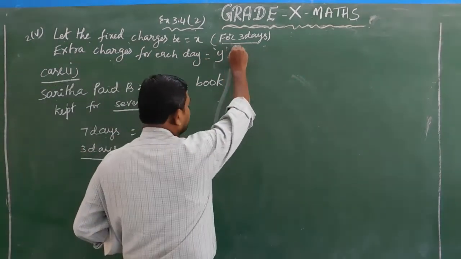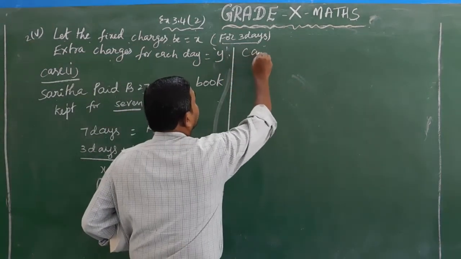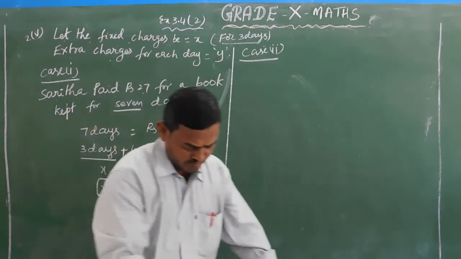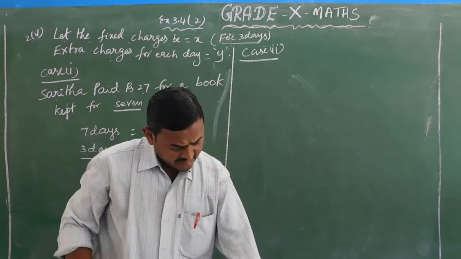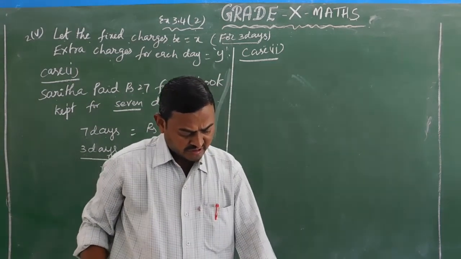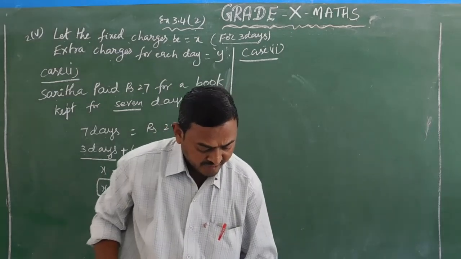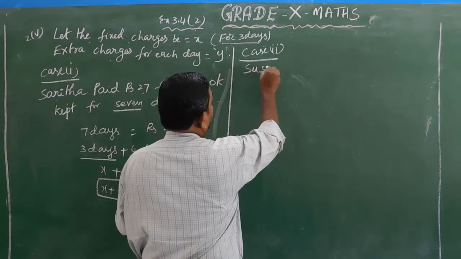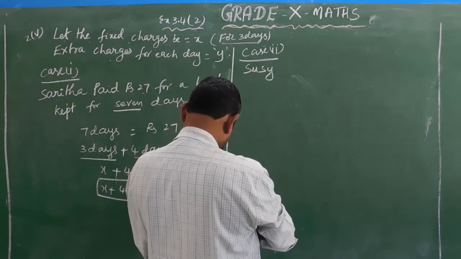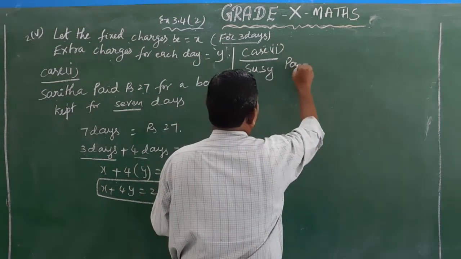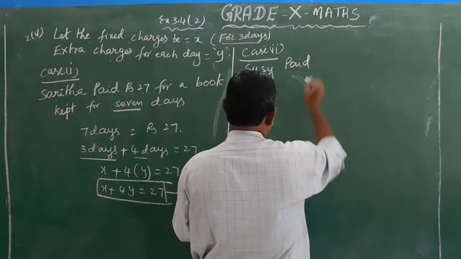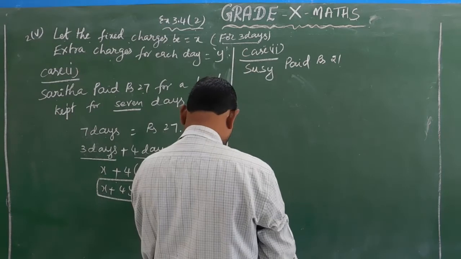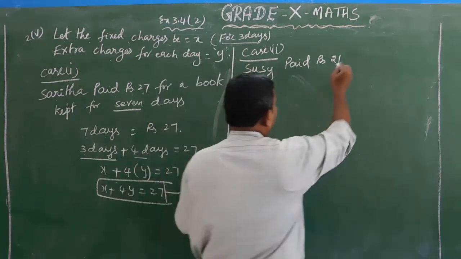Now in this one there is one more case. Case 2. What will happen in case 2? Susie paid 21 rupees for the book. She kept it for 5 days. Susie paid rupees 21 for the book.